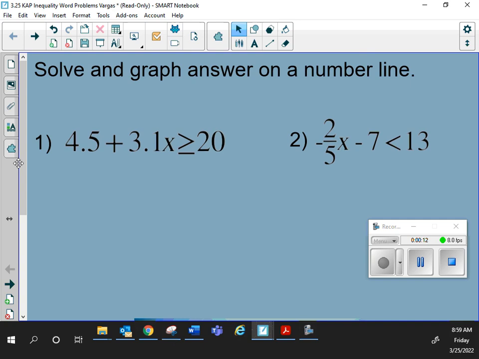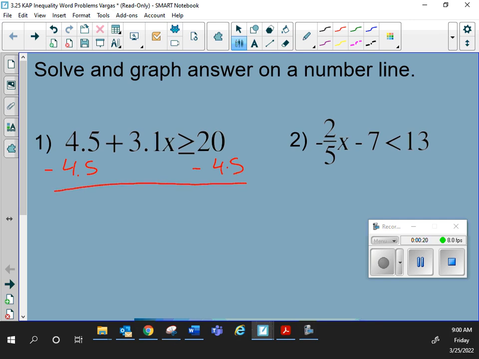Okay, class, number 1, first step is going to be subtract 4.5. When I subtract 4.5 over here, I need to make sure on that right side I add that decimal and that zero to line it up, because that will throw off some stuff. 3.1x, bring down that greater than or equal to, and then math. We get 15.5.